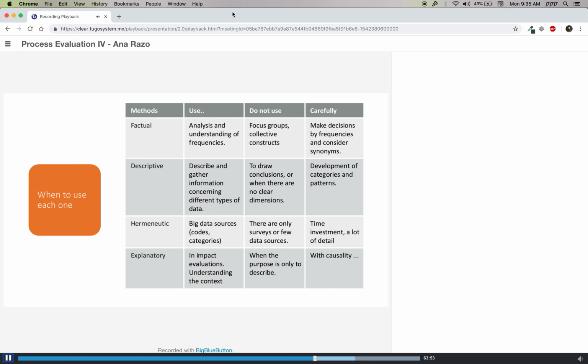When we want to describe and have information regarding different types of data, when we want to describe what a data means or a context, and not only use this to draw conclusions, because this is only a description. We are not interpreting or linking causes, so we do not draw conclusions. This is only a broader picture, and we also need to be careful regarding the categories and patterns.